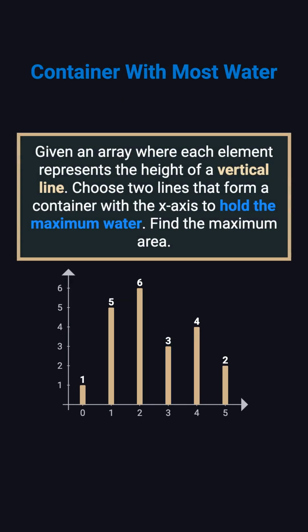You're given a set of vertical lines, where each line's height is given by an array. You can choose any two lines as the left and right boundaries to form a container with the ground. The amount of water this container can hold depends on two things. The height is determined by the shorter of the two lines, and the width is the distance between them. Your goal is to find the pair of lines that can hold the maximum amount of water.